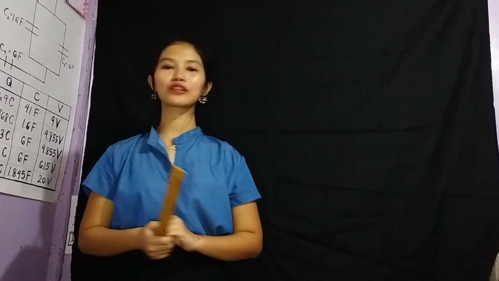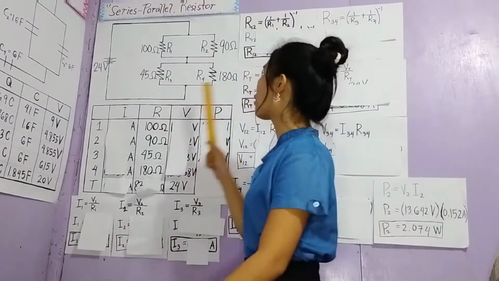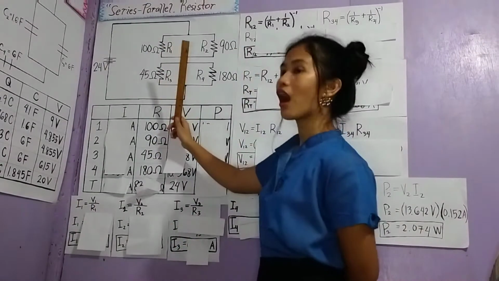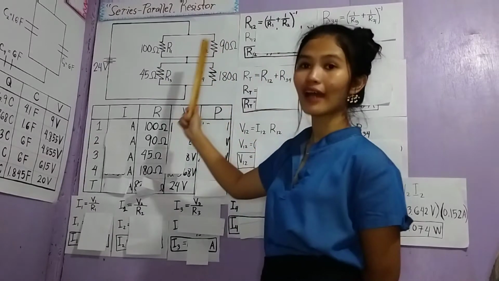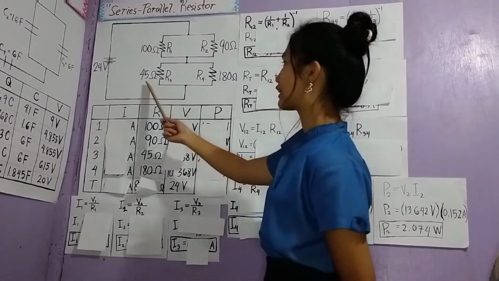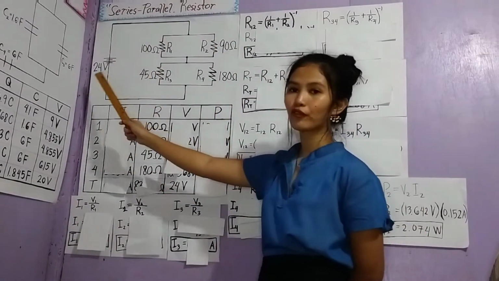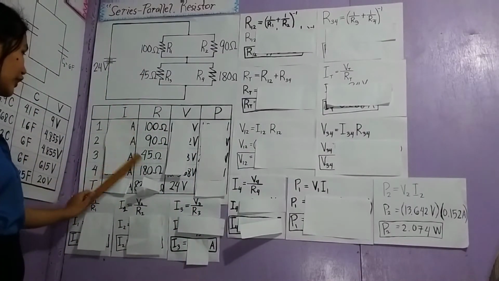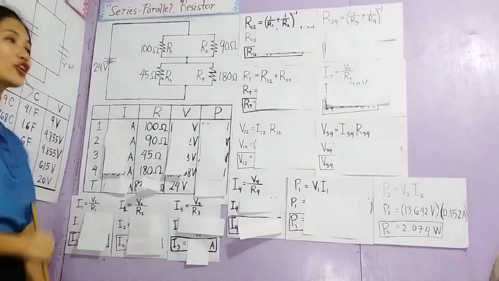So now let's move to the series parallel resistor. So this is our series parallel resistor circuit. So we have R1 is equals to 100 ohms, R2 is equals to 90 ohms, R3 is equals to 45 ohms, R4 is equals to 180 ohms, and our voltage is 24. So we are going to write that down in our table here. We have R1, R2, R3, R4, and our V total.